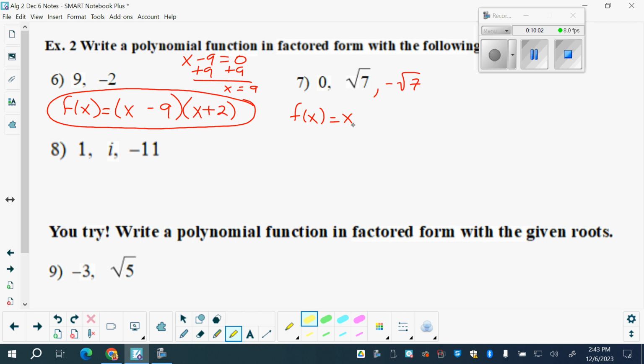Okay, a lot of talking going on. Thank you. So what were my other 2 factors? x minus square root 7 and x plus square root 7. That's it. Not too bad, huh? Any additional factors on number 8? That's right, negative i.